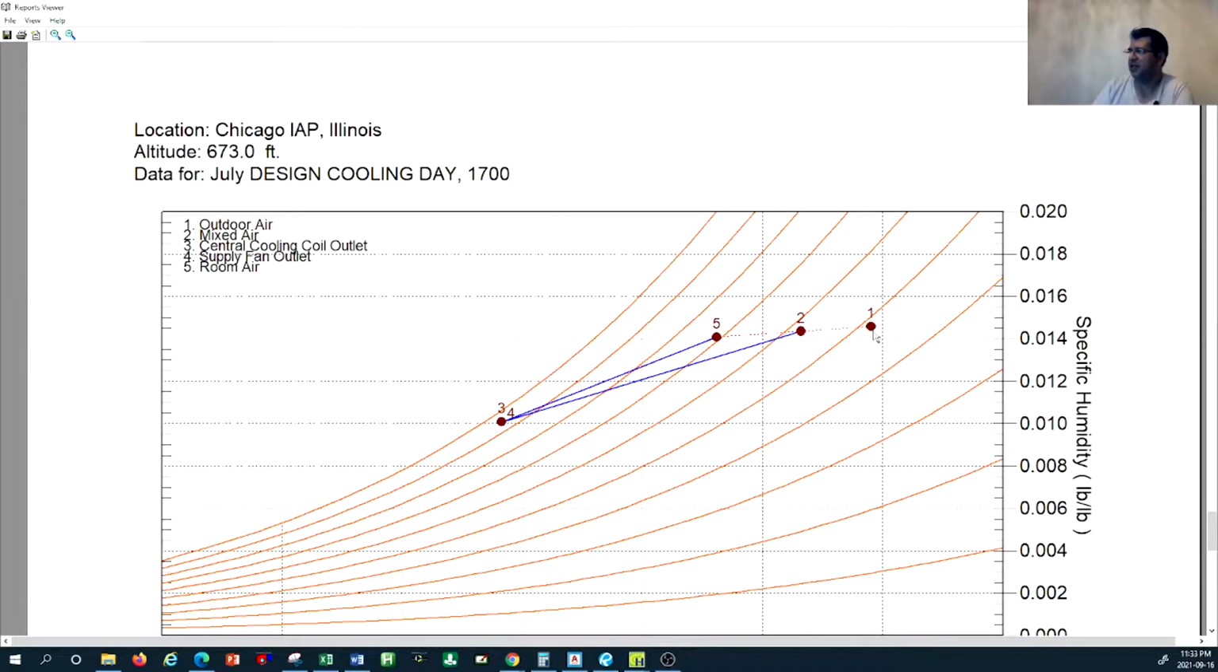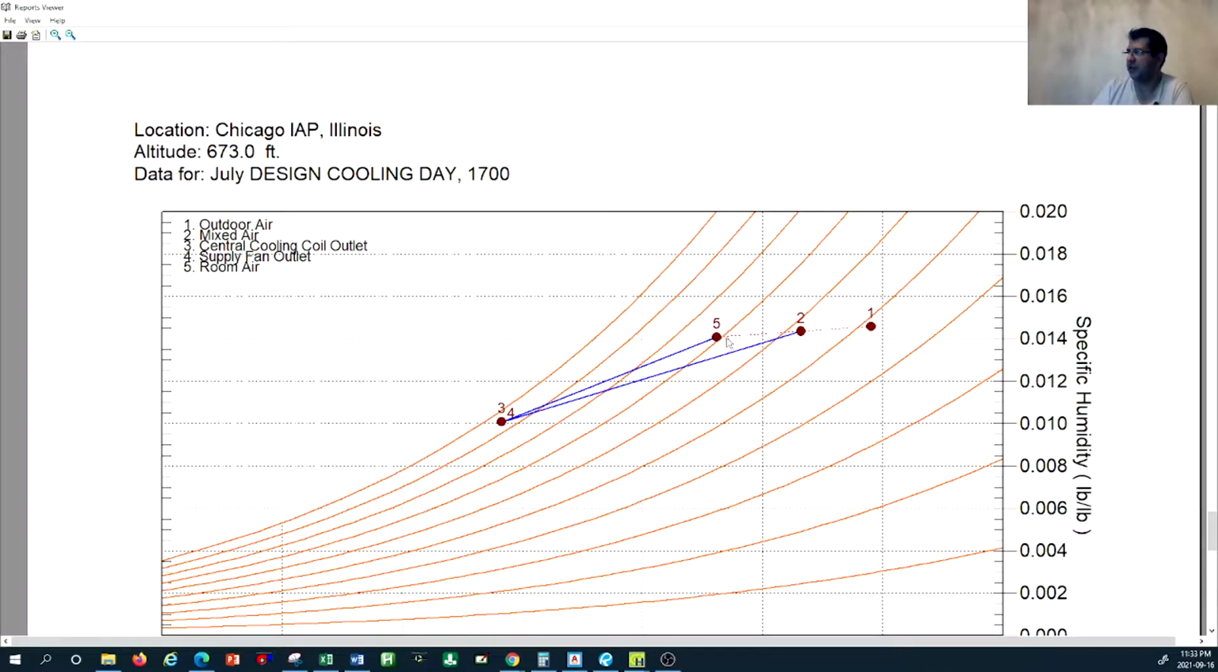As you can see, we have point number one, which is our outdoor air, and point number four, which is our basically supply fan, and point number two, which is our return. So basically our room return, which is number five.